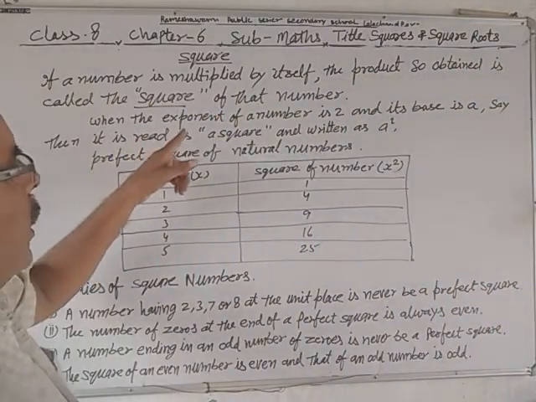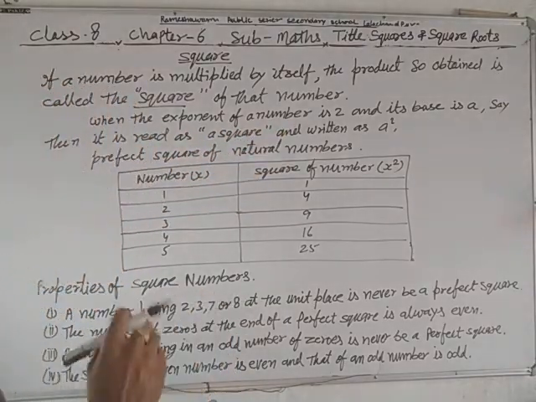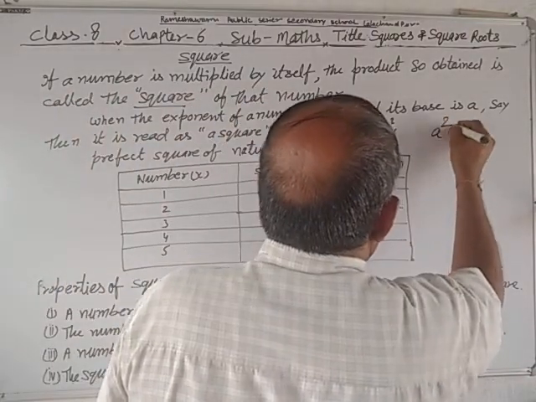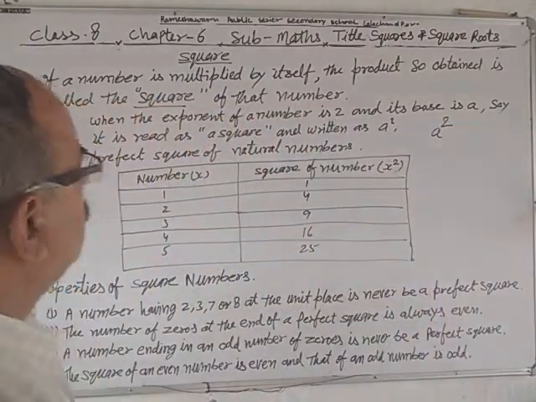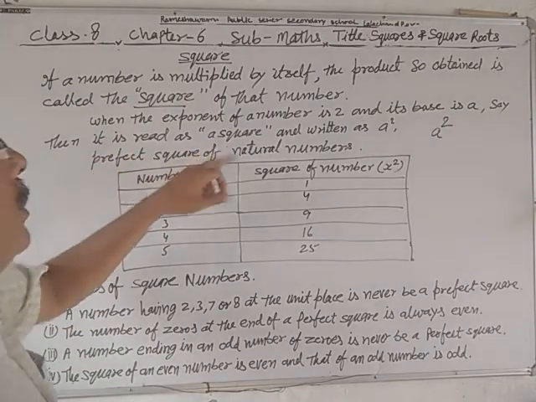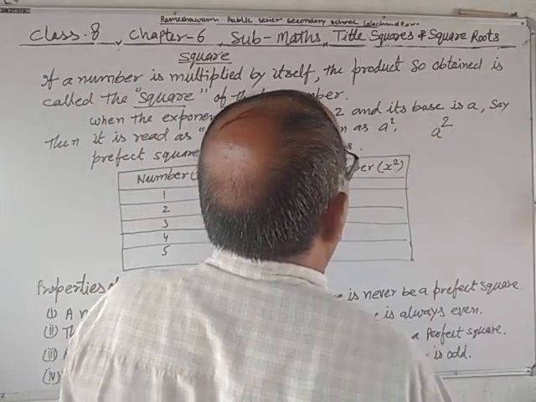When the exponent of a number is 2 and its base is a, base is a and exponent is 2, then it is read as a square and written as a².